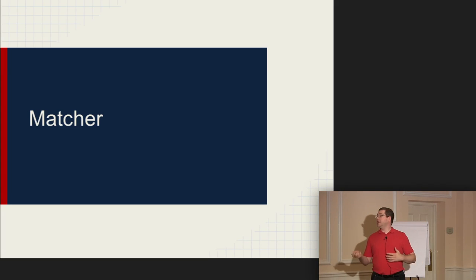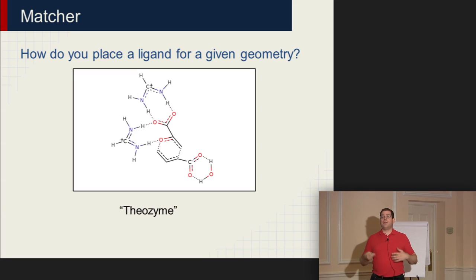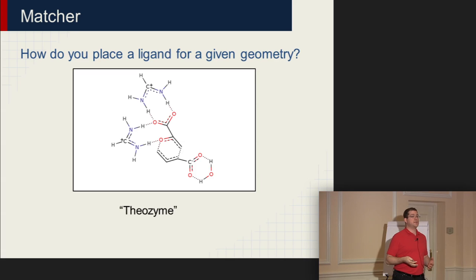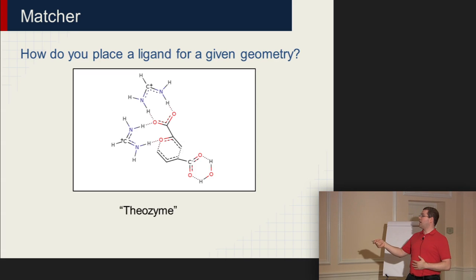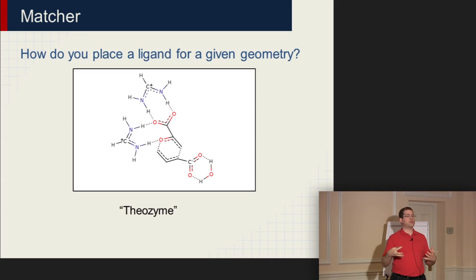Another protocol is the matcher protocol. The rationale for this comes out of the enzyme design efforts. In enzyme design, the basic concept is trying to optimize binding energy to the transition state. So you have the concept of a theozyme, which is the transition state for whatever particular reaction you're interested in creating an enzyme for.